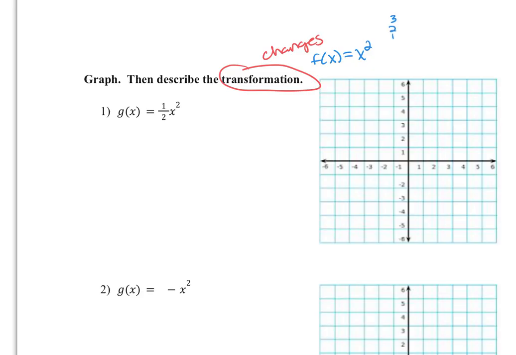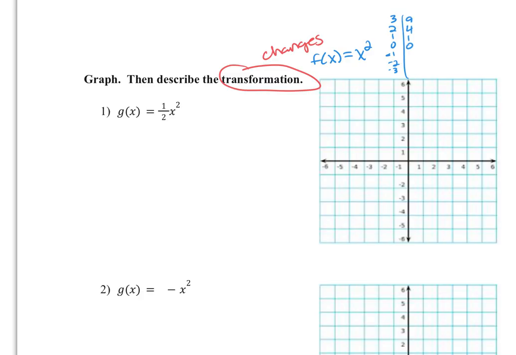3, 2, 1, 0, -1, -2, -3, and there's more. If those are my x values, then my y values are just found by plugging in the x value for the x and squaring it. So 3 squared is 9. 2 squared is 4. 1 squared is 1. 0 squared is 0. And then the negative versions are also just positive because, remember, squared means times itself.